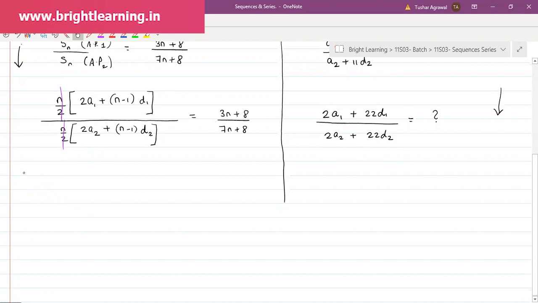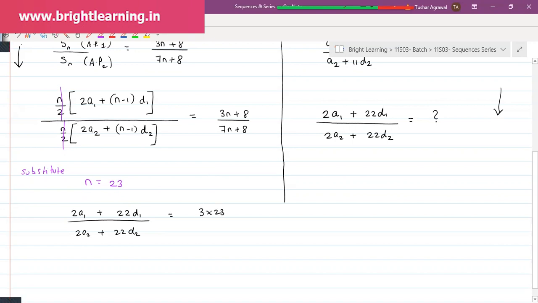So I will write here: substitute n equal to 23. Why am I substituting n equal to 23? That is the logic, the thought process I have told you. On substituting n equal to 23, we get twice A1 plus 22 D1 upon twice A2 plus 22 D2 equal to, with 23 substituted, 23 minus 1 which is 22, and here it will be 3 into 23 plus 8 divided by 7 into 23 plus 8.